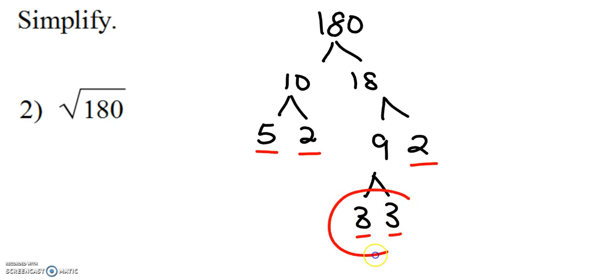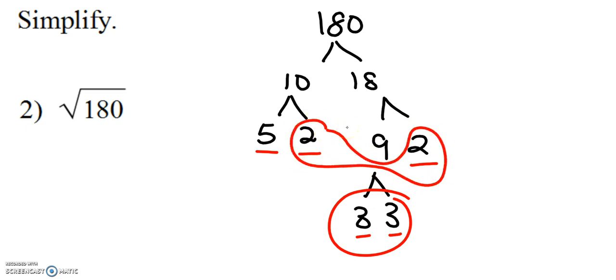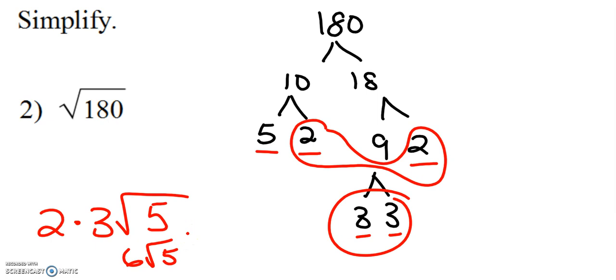Alright, so let me see. I've got a pair of 3's here, and over here I have a pair of 2's. So on the outside of my radical comes a 2 and a 3, and underneath my radical comes the lone 5. Whenever you have multiple things go on the outside or under the radical, they get multiplied together. So 2 times 3 is 6, so the answer here is 6 radical 5.